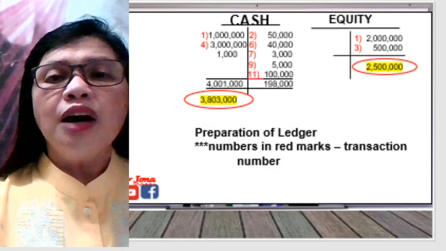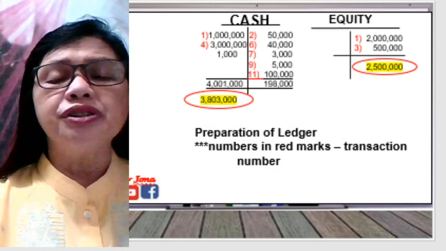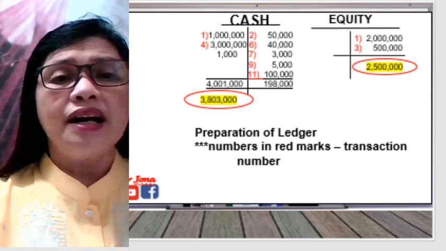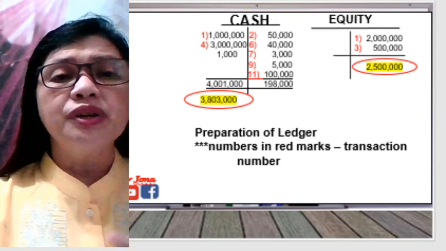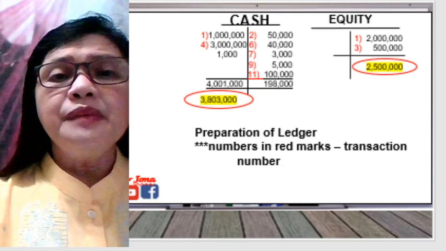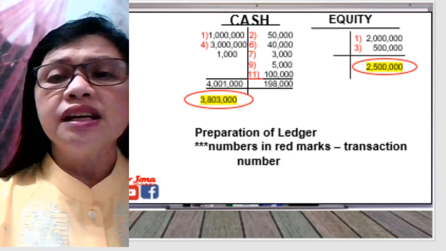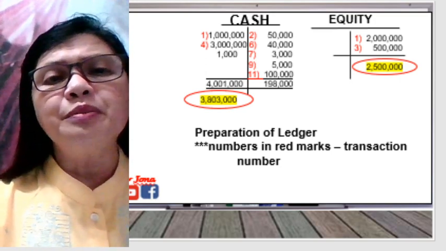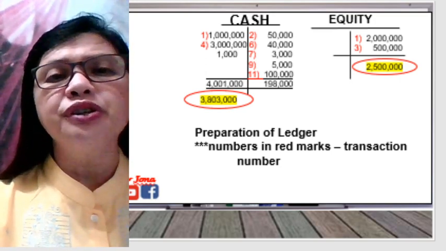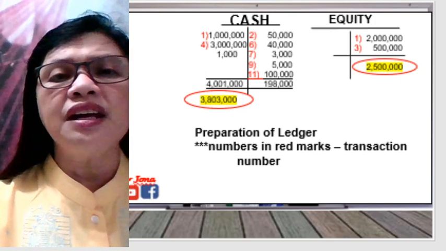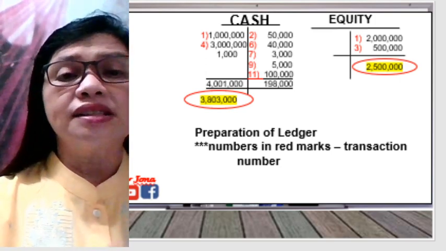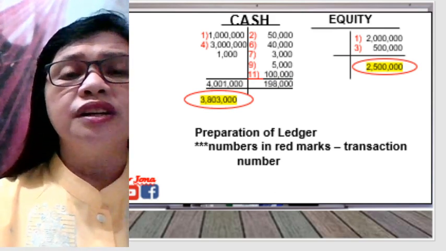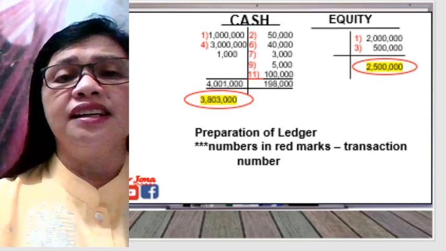Next, we will now prepare the ledger of the many accounts. I think there are only 3 accounts that have moved. I mean, there were changes. So we made the T account for cash, equity, and the one in red, the red marks here, number 1, number 4, number 2, number 6, number 7, number 9, number 11. This pertains to the transaction number. So transaction number 1, this is the account, number 2, etc.